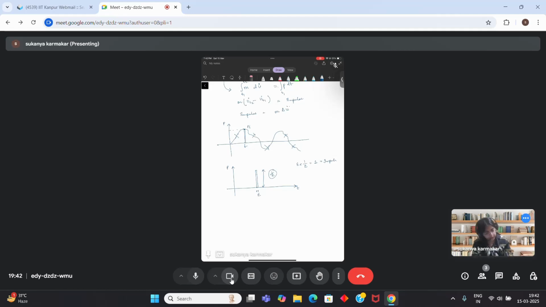Now, when is the impulse applied? The impulse is applied at the time tau. At the time tau, impulse is applied. The value of impulse is 1. The duration over which the impulse acts is epsilon. And since the value of impulse is 1, the value of the force should be 1 by epsilon. Right?